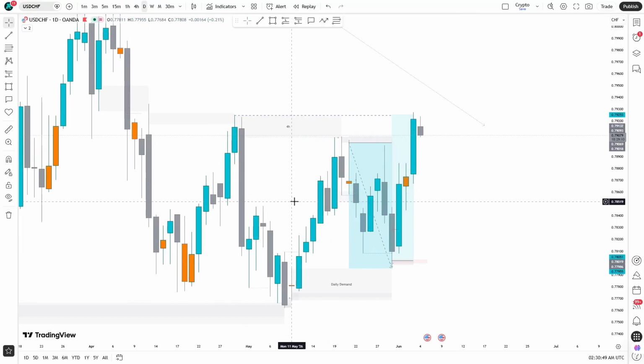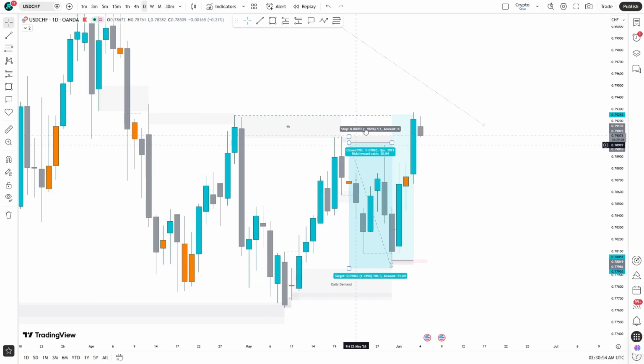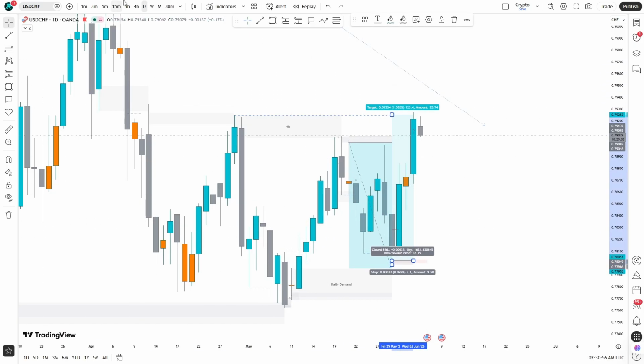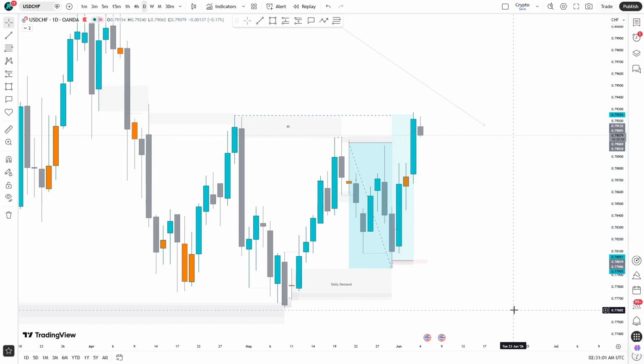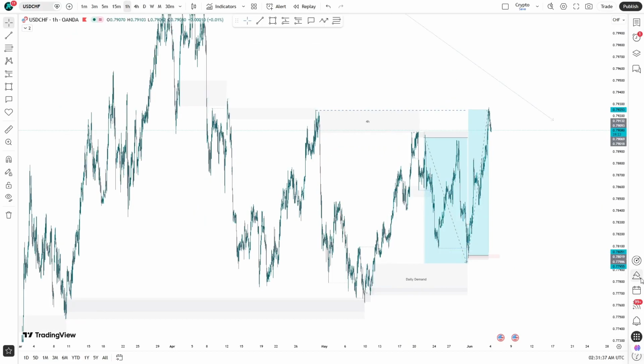So this is what the daily time frame looks like: an inside bar demand zone. That's how to enter for this. Let's go back to the lower time frame to focus more on the short entry first. So this is the 1 hour time frame. Let's focus on this chart.